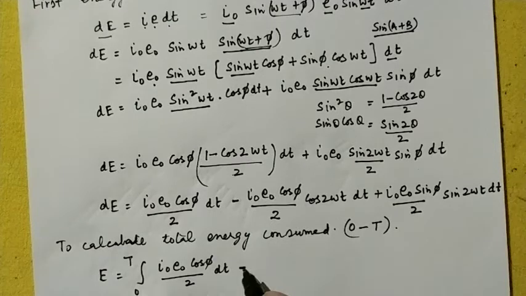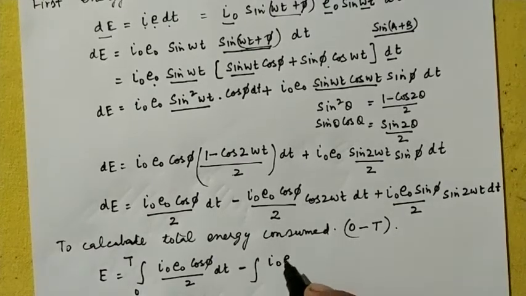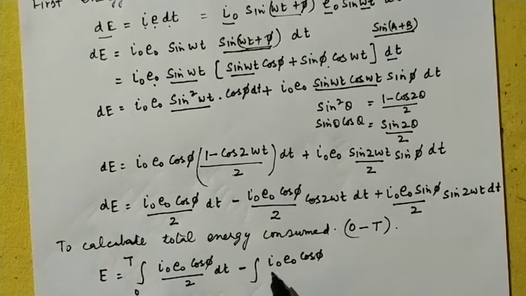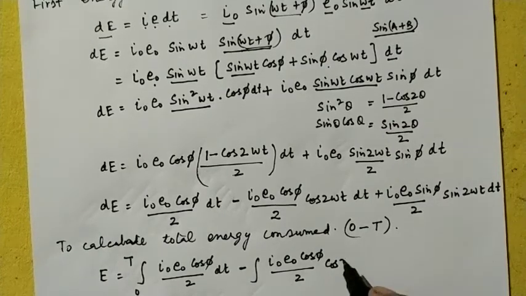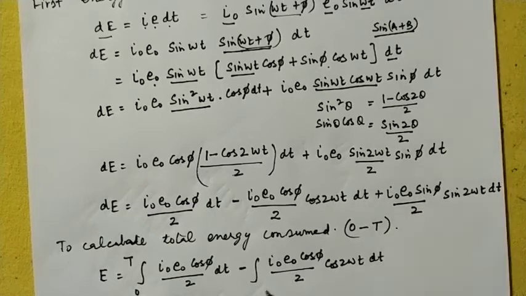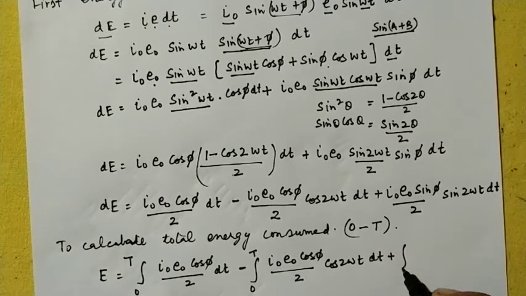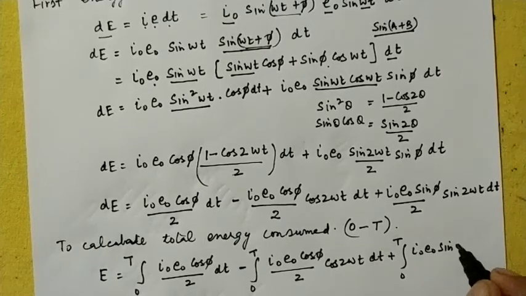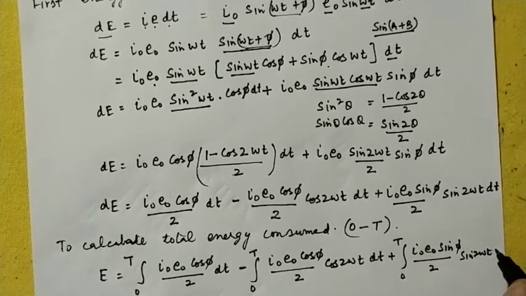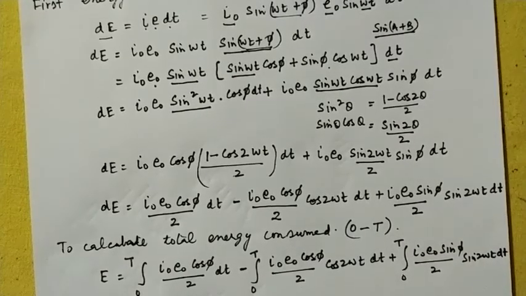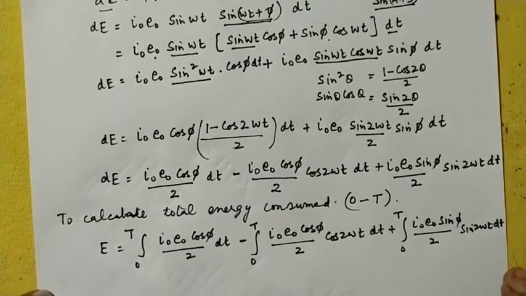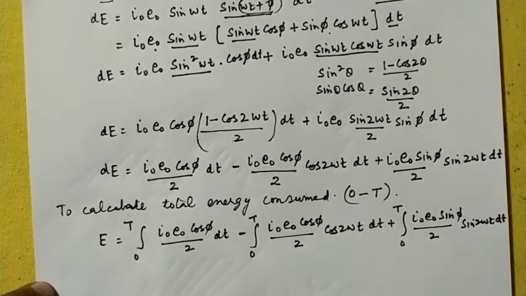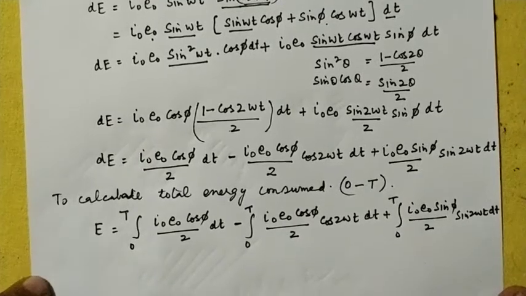Integration of this much: minus I naught E naught cos of phi divided by 2 into cos of 2 omega t into dt, that is 0 to T, plus integral of 0 to T I naught E naught sine of phi divided by 2 into sine of 2 omega t into dt. So we get this much. Now, further solving it, because there is a plus and minus sign, we can integrate them separately.